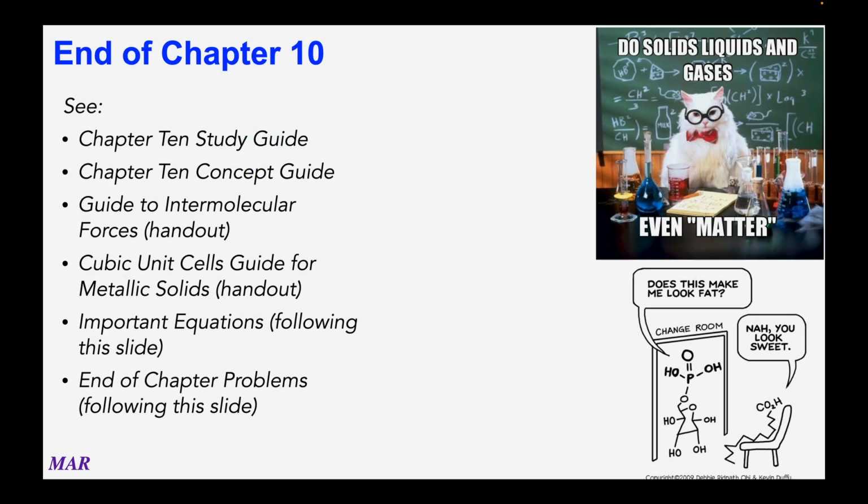So that's the end of Chapter 10, and I sure appreciate you all being here. There are more resources to help you really knock this material out, study guide, concept guides. I do have some handouts which might be helpful. There's a guide to the intermolecular forces to help you learn those. There's also a cubic unit cells guide. It talks about how to go from one to the other, and it does list the number of atoms per cell as well as those important edge to radius ratios.